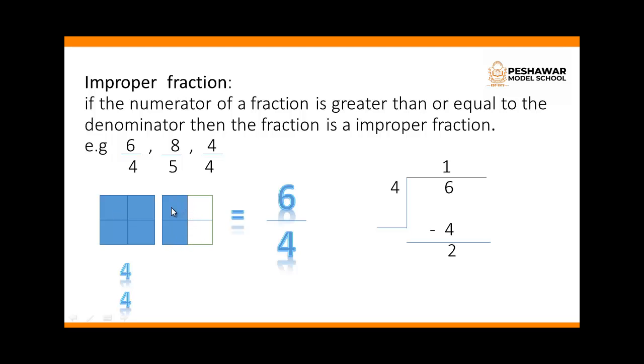Second figure shows 2 over 4. When we add it, answer becomes 6. The total parts are 4 and the colored parts are 6. That's why the figure shows 6 over 4. Right? We can't write it in the denominator because the total parts are 4 in this fraction.